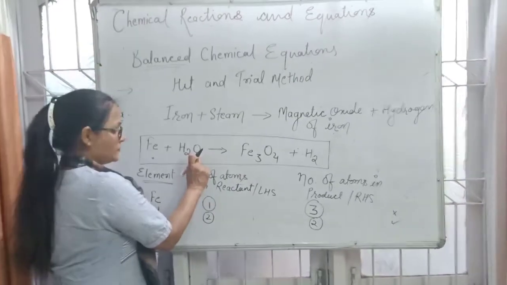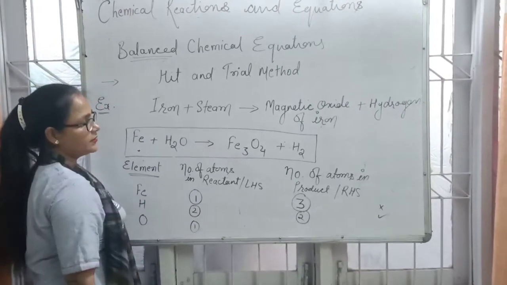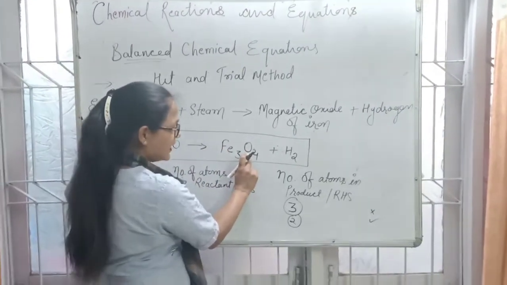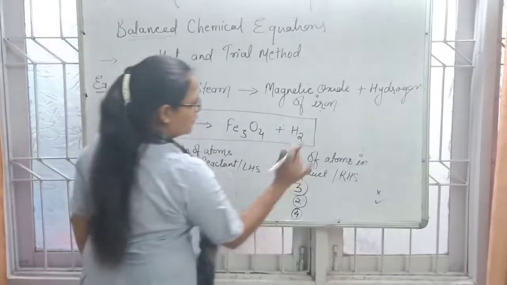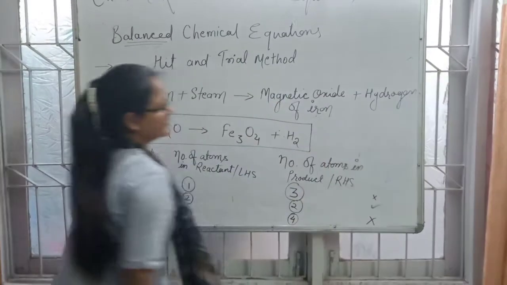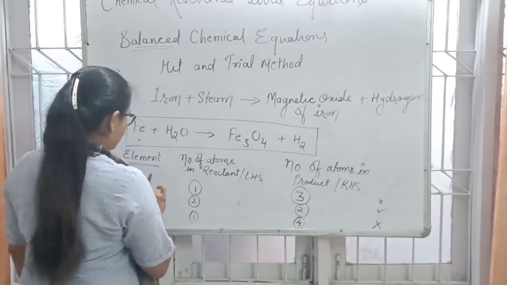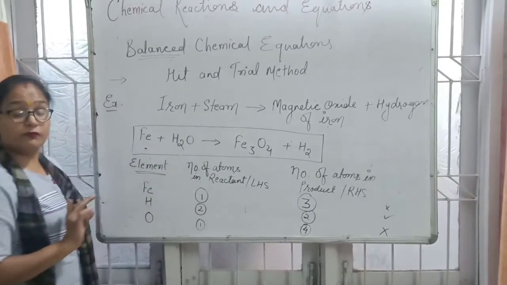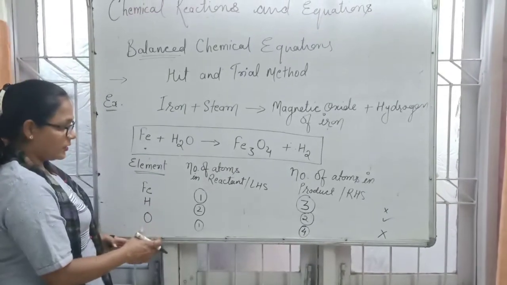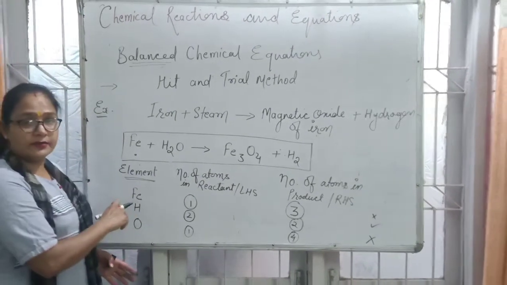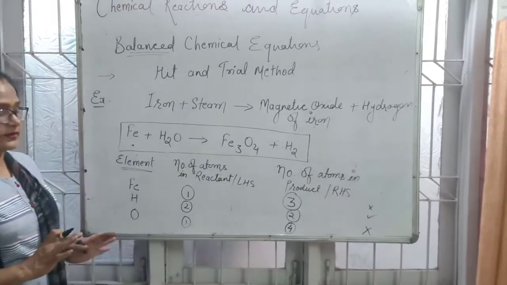And the third element, oxygen, is only single in the reactant. And on the product side, it is what? 4. Here it is 1 and here it is 4. It is also not balanced. So I have to balance first iron and second oxygen. Sometimes it happens that when we adjust the balance of one element, the balanced element gets disturbed. That will become clear.